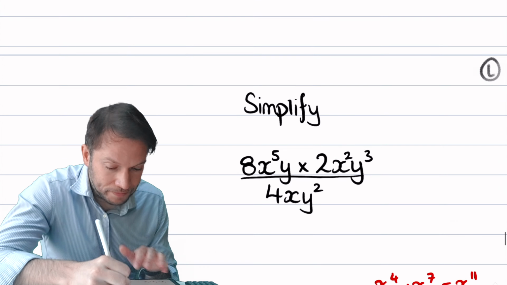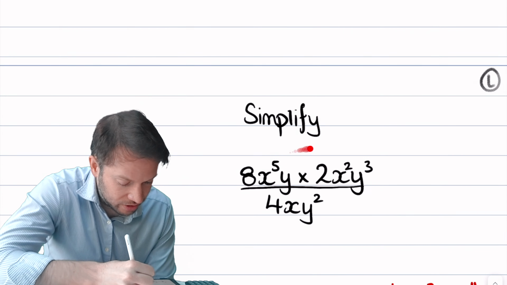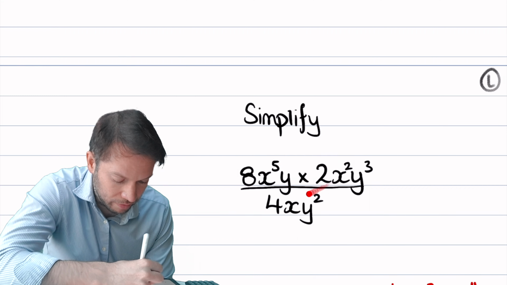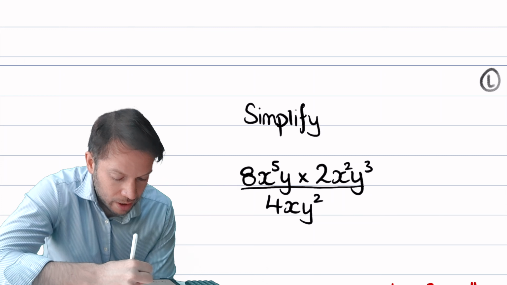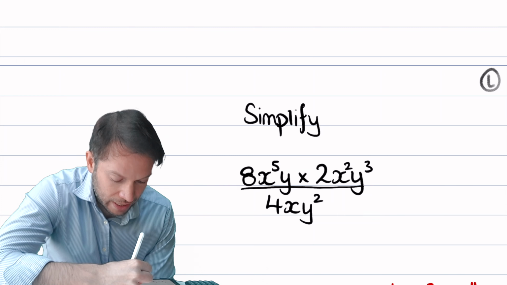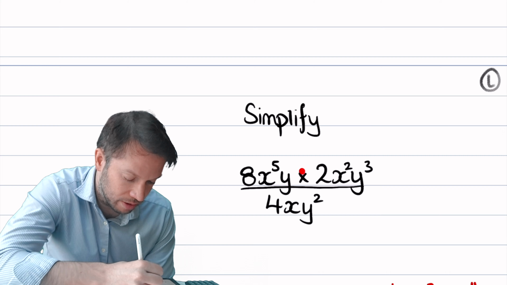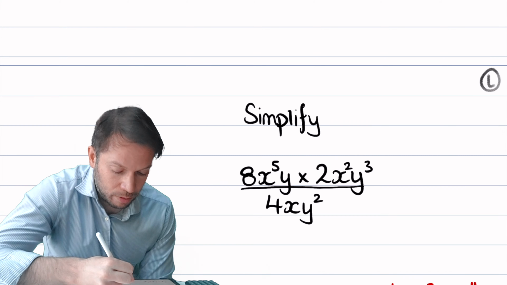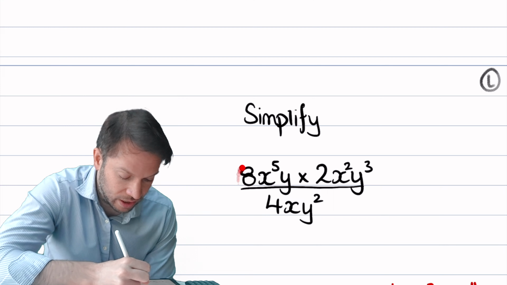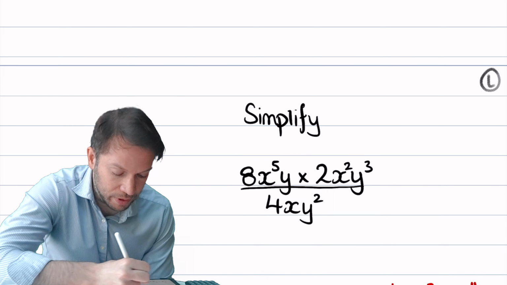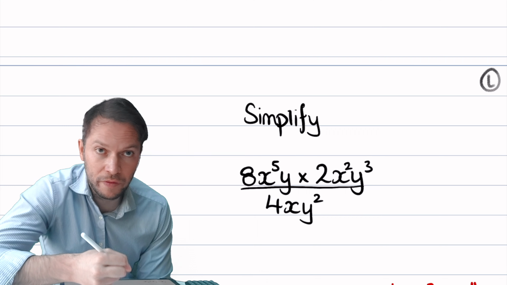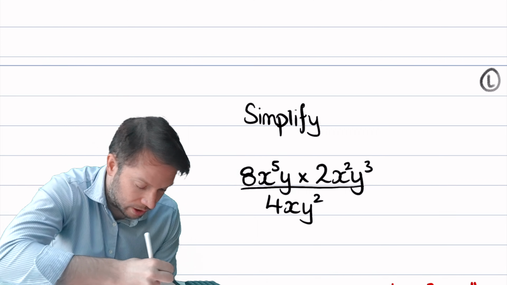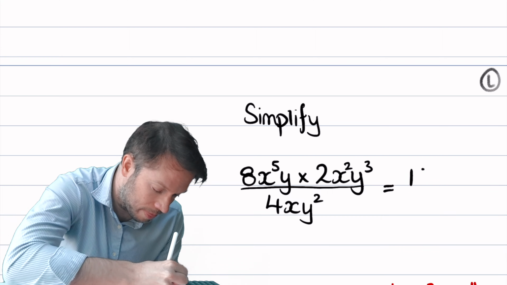Now, when we multiply these two algebraic terms together, and we should probably do that first to simplify before we then divide by the 4xy squared, this is all just one big multiplication. So it's 8 times x to the 5, times y, times 2 times x squared times y to the 3. So we can multiply them in any order. I would always start with the numbers on the front first, so the 8 times the 2. We call these numbers the coefficient of the term. The coefficient of an algebraic term is just the number in front of the term. So we do the 8 times 2, which is 16.